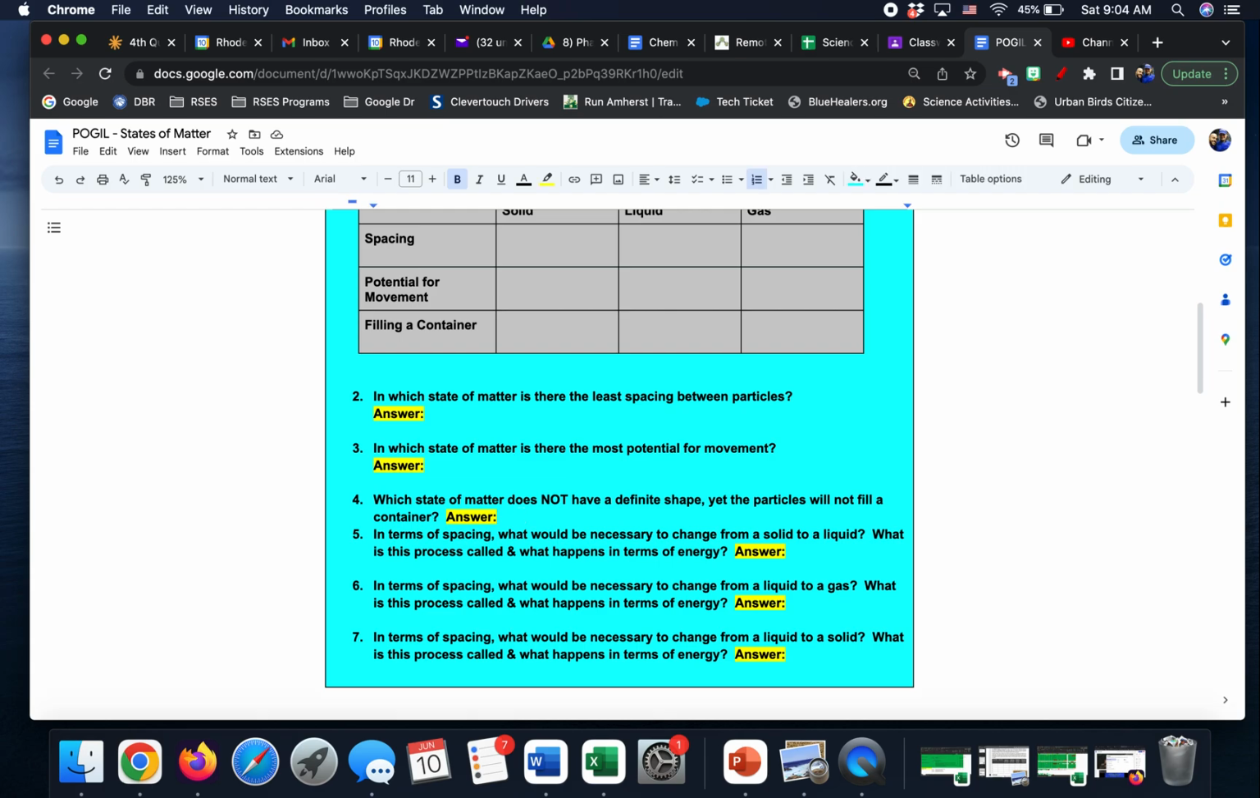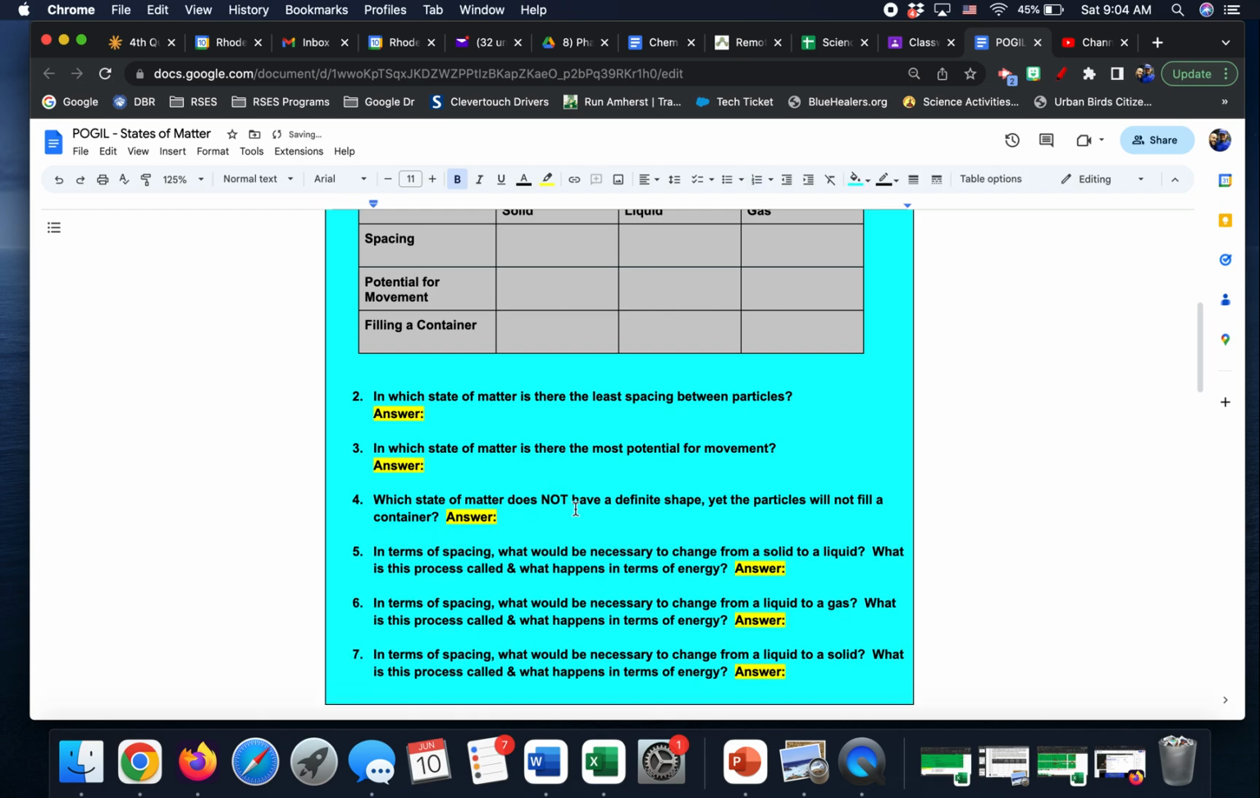Number 4 says, which state of matter does not have a definite shape, yet the particles will not fill a container? So again, look at the picture. You're looking for ones that don't have a definite shape and won't fill a container.